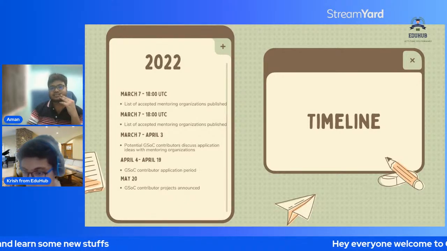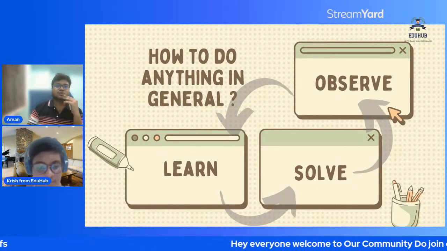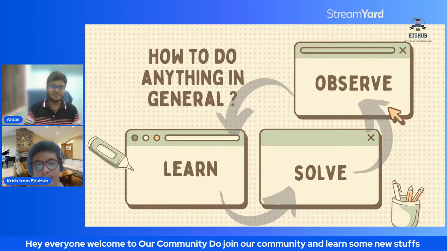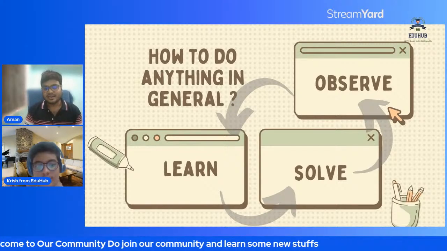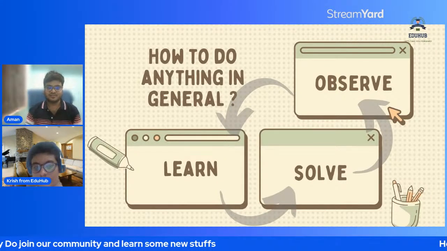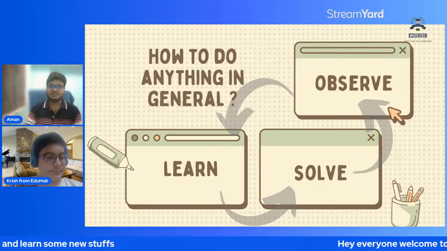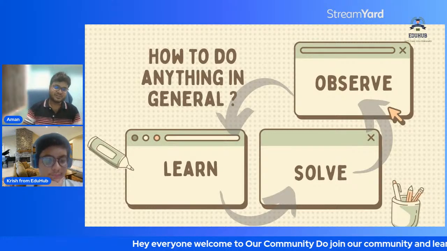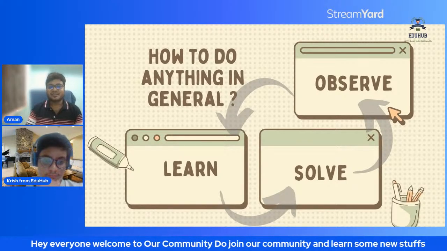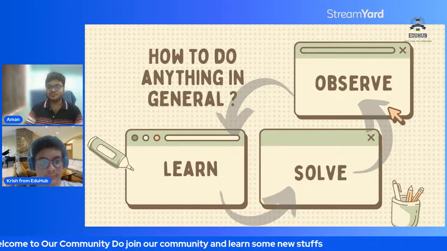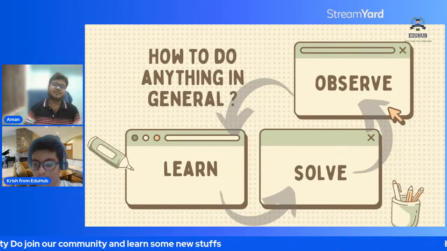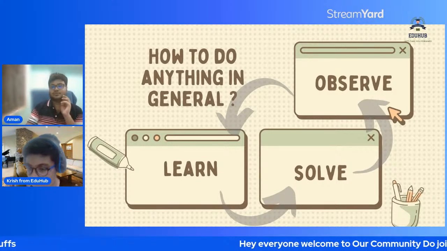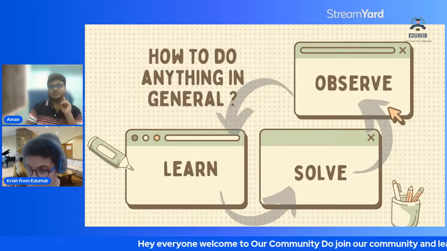Okay, this is near the last slides. So, how to do anything in general, whether it is learning a particular framework, a particular language, starting in open source, or doing anything in your life. First, observe. Second, learn. Third, solve. And if you are stuck, then just observe, learn, solve, and the cycle will continue, and you will be able to get out of most of your troubles and keep on learning. This will be really great if you do this.